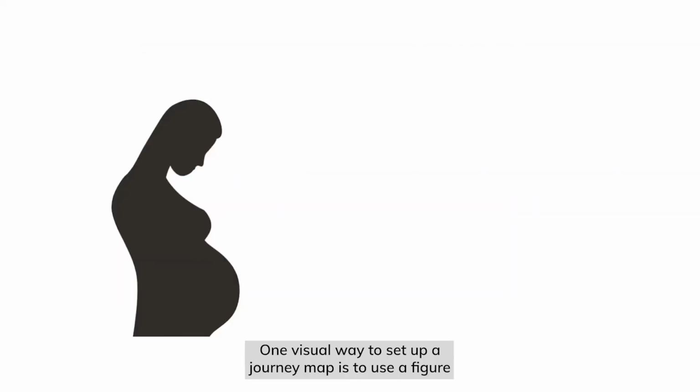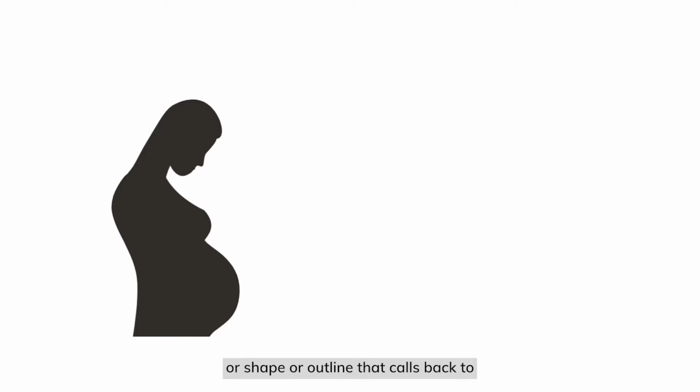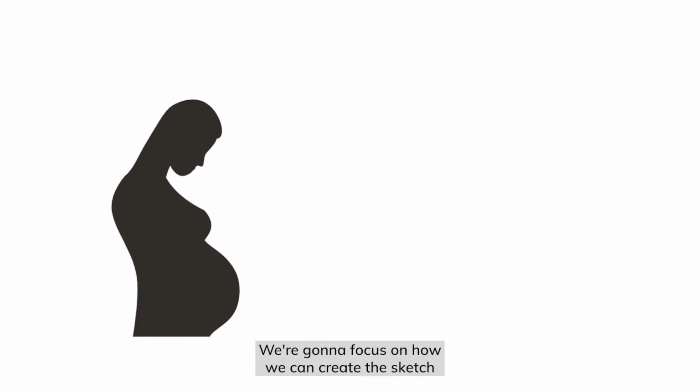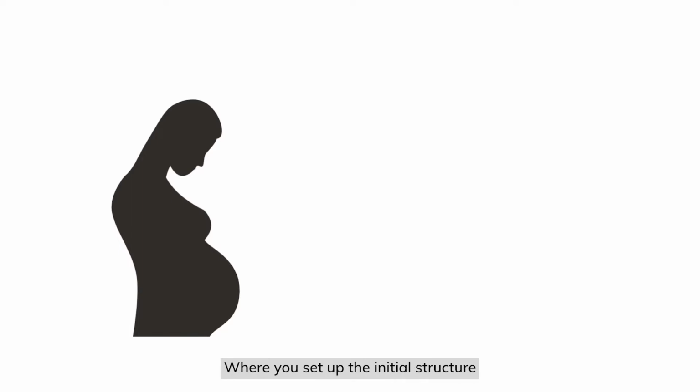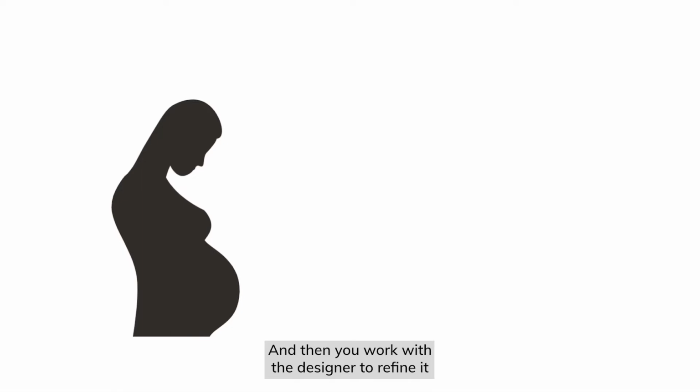One visual way to set up a journey map is to use a figure, shape, or outline that calls back to who is represented in that journey. Alternately, you can represent journey maps in straight lines or other paths. We're going to focus on how we can create the sketch of a simple journey map in a tool like PowerPoint. This may be an example where you want to collaborate with a graphic designer, where you set up the initial structure of what the journey map could look like, and then you work with the designer to refine it and create a final visual product.